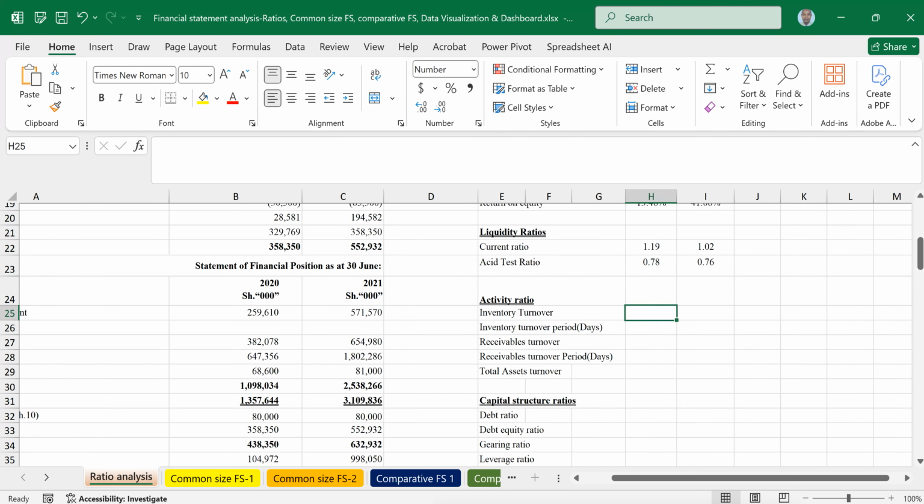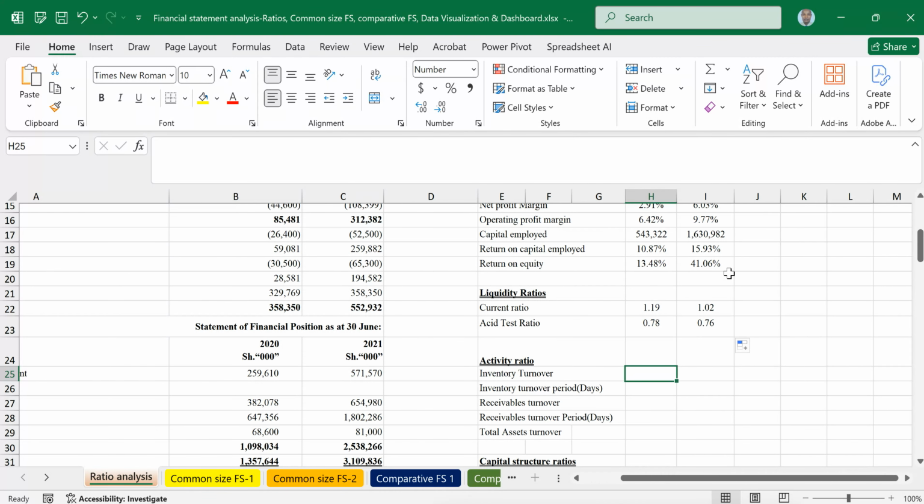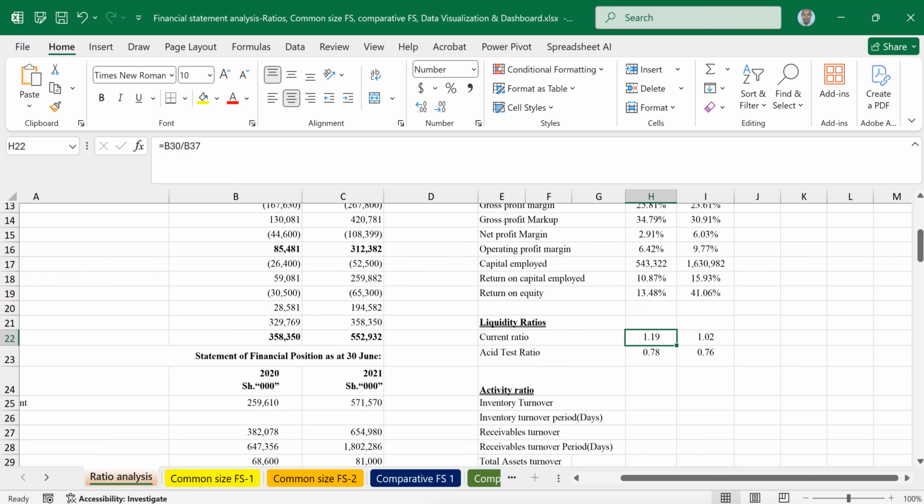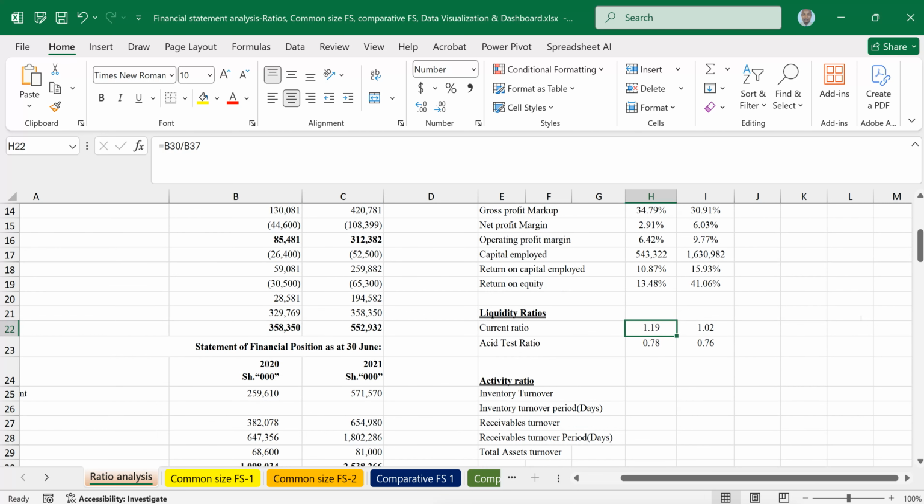Analyze the liquidity ratios. They also wanted us to comment on the liquidity ratios. So for current ratio, this is 1.1, this is 1.0. For acid test, this is 0.78, this is 0.76. In both years, the company is able to pay its current liabilities from current assets. But the superiority of paying liabilities from current assets is higher in 2020 compared to 2021. You can see the ratios are stronger in 2020 compared to 2021. So they were more liquid in 2020 compared to 2021.